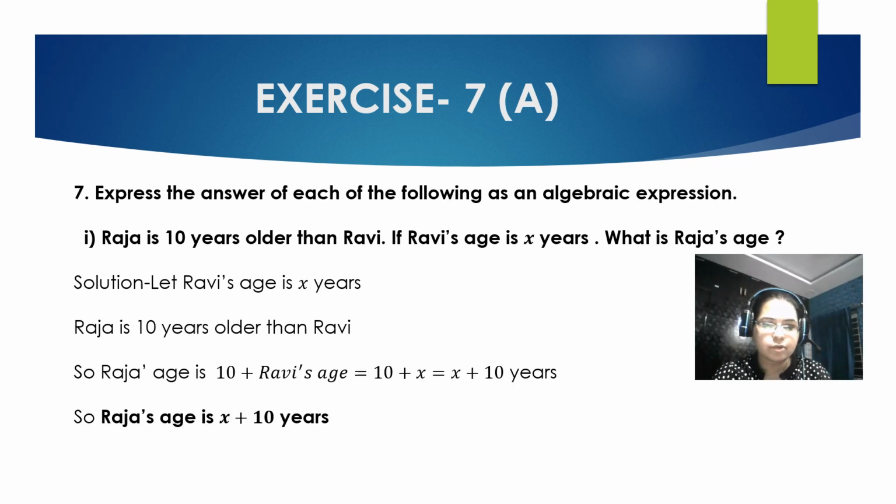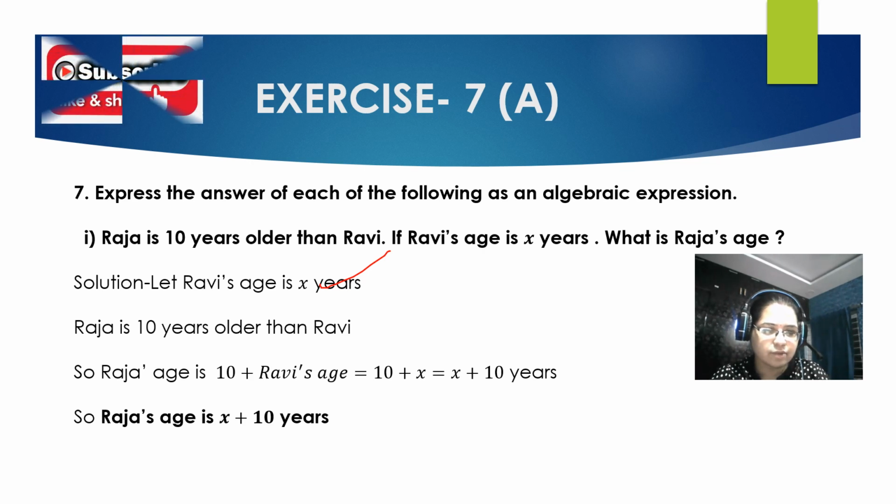Now we'll solve question number 7. Question number 7 is express the answer of each of the following as an algebraic expression. First bit is Raja is 10 years older than Ravi. If Ravi's age is x years, what is Raja's age? We have given Raja is 10 years older than Ravi and Ravi's age is x years. So let Ravi's age be x years, this is given. And Raja is 10 years older than Ravi.